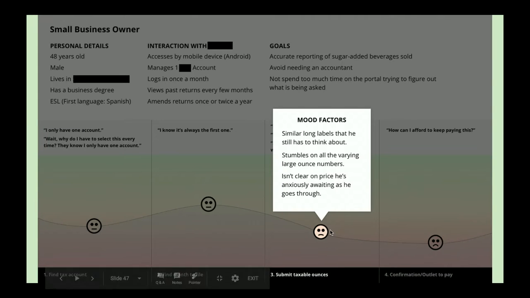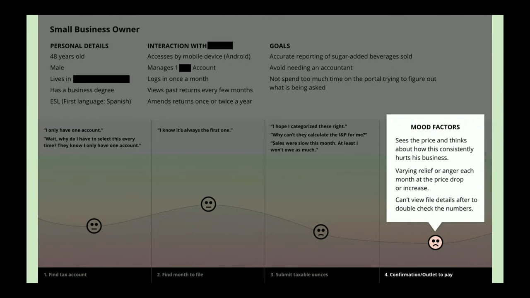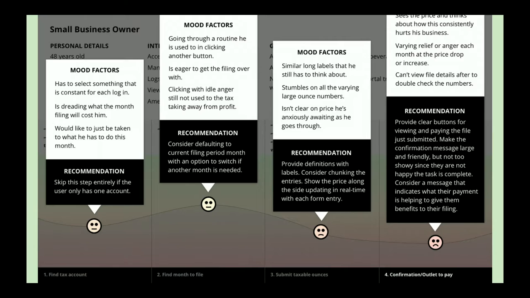getting to the submittable tax, the taxable ounces, they are pretty confused by what's going on with how the labels are set up. So we made sure we're setting the fields below the label, making sure the label is pretty clear. And towards the end, they're sticker shocked. They see the price that they have to pay. That's going to affect their business. So at the end, it's pretty tough to get that level of detail up, but we have a few recommendations for that.